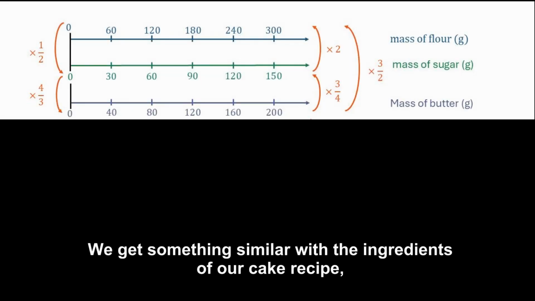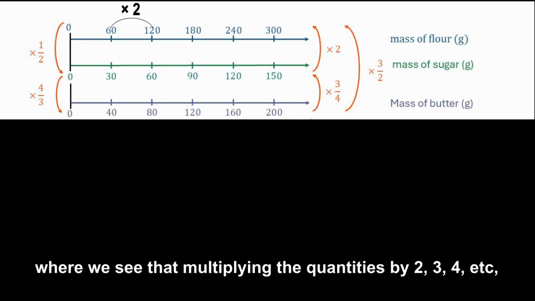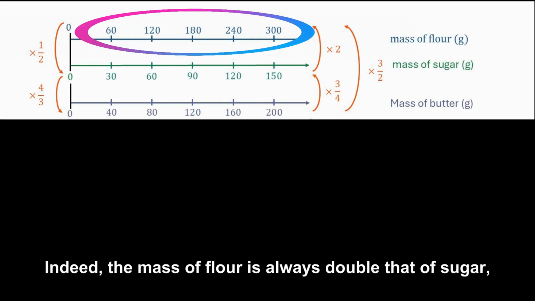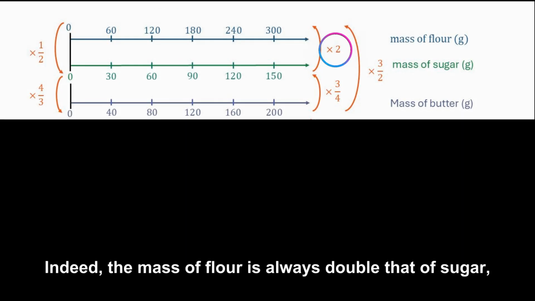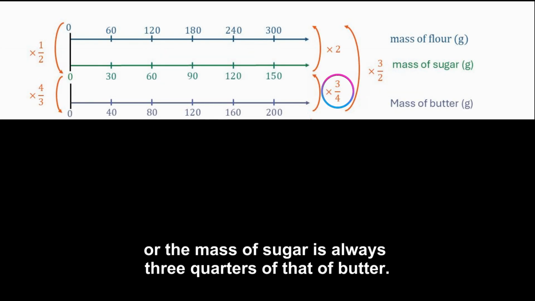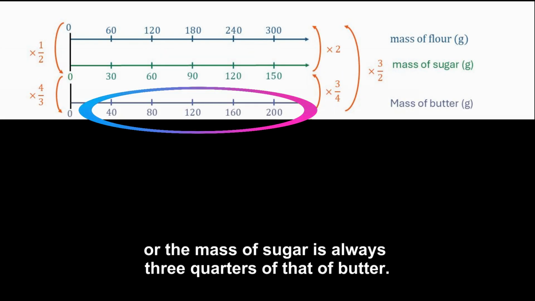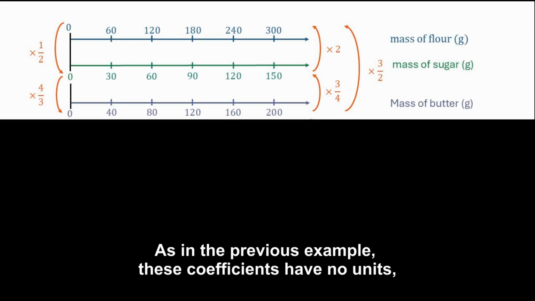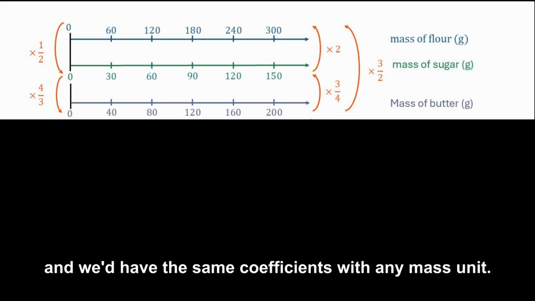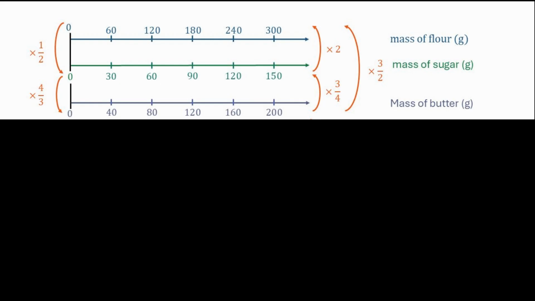We get something similar with the ingredients of our cake recipe, where we see that multiplying the quantities by 2, 3, 4, etc., the ingredients are always in the same proportions. Indeed, the mass of flour is always double that of sugar, or the mass of sugar is always 3/4 of that of butter. As in the previous example, these coefficients have no units, because all the quantities are in the same unit, here in grams, and we'd have the same coefficients with any mass unit.